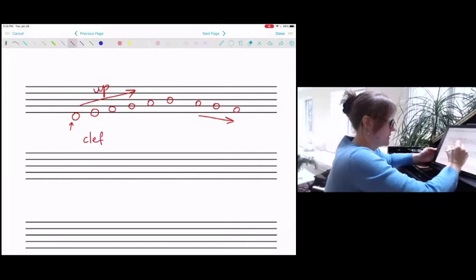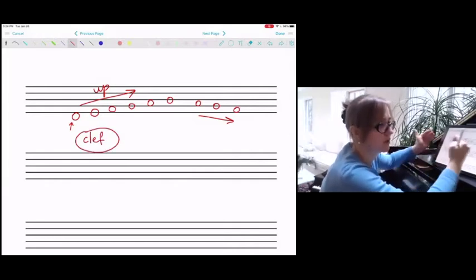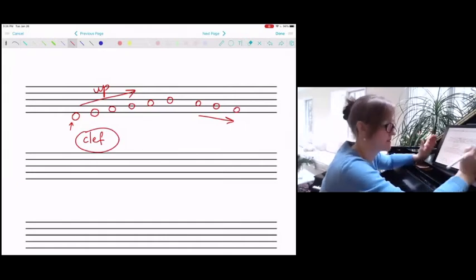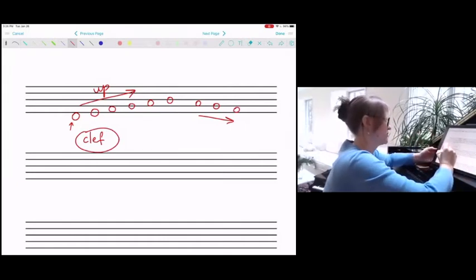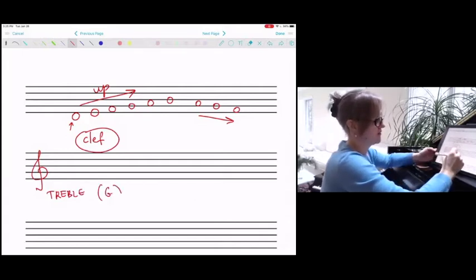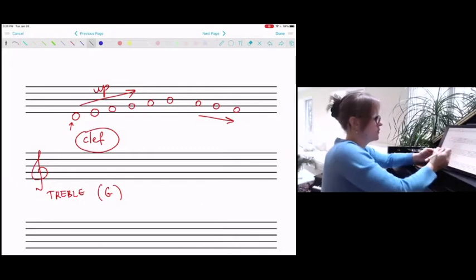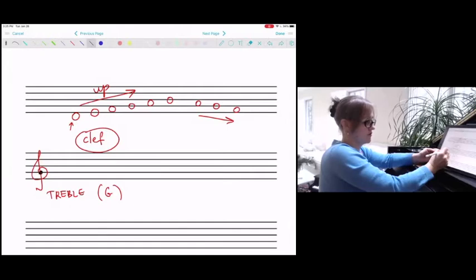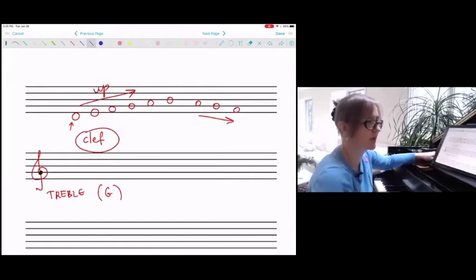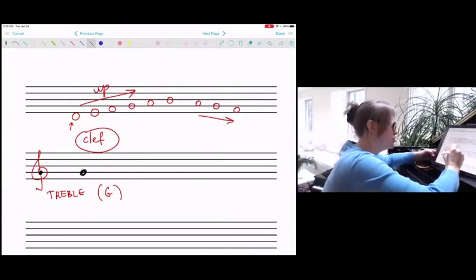A clef is actually a sign that helps us understand how we read the notes. There could be different clefs. One kind of clef is this. This is called the treble clef. It's also called the G clef. This G clef means that a note that is situated over here, on the second line where the clef begins, is G. And not only G, but G4.